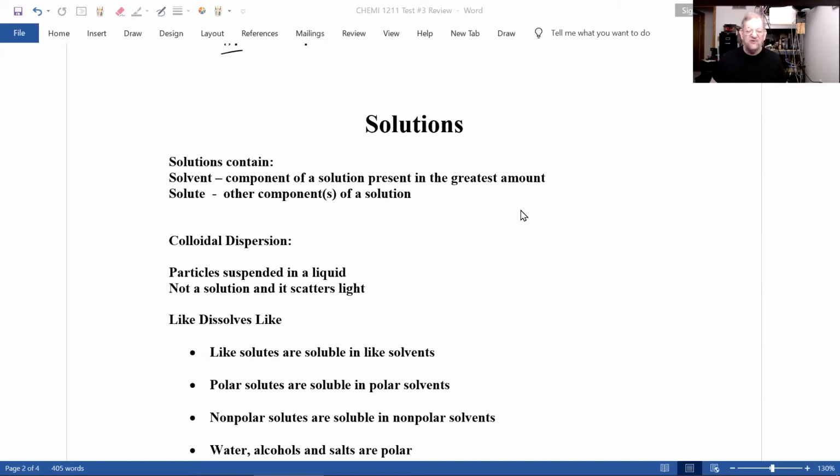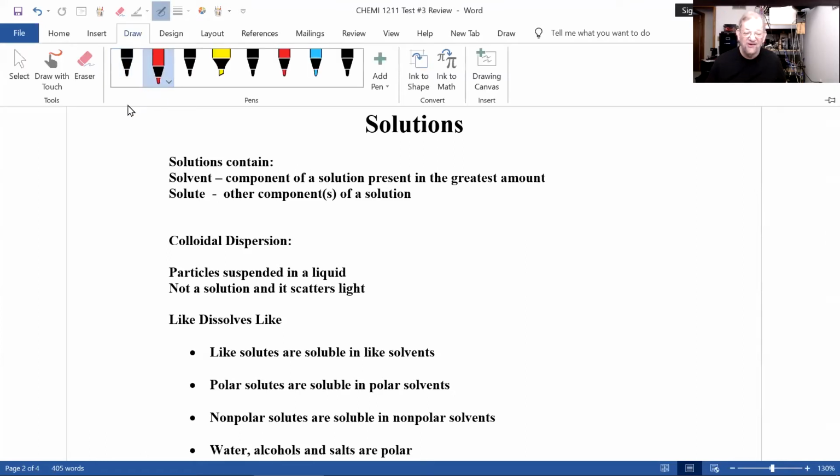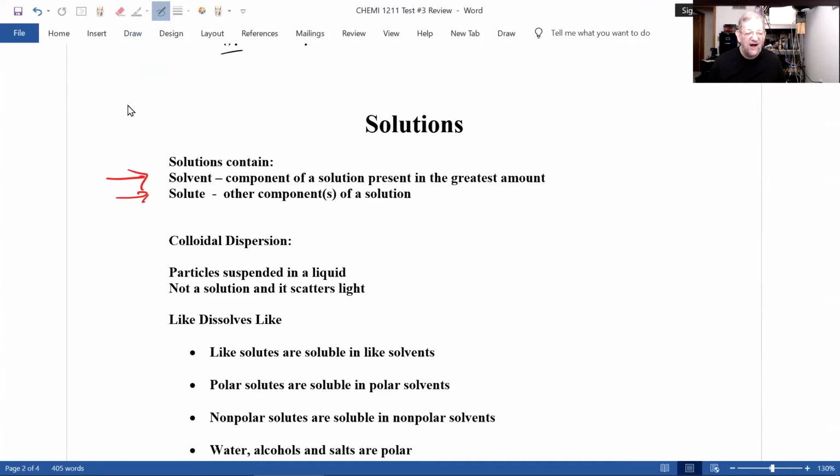When we talk about solutions, that's the mixture of two or more compounds or substances mixed together, and neither loses their chemical identity. When we talk about a solution, things you should know: a solvent is the component of the solution that's present in the greatest amount, and the solutes are the other components. You can have only one solvent, but many solutes.